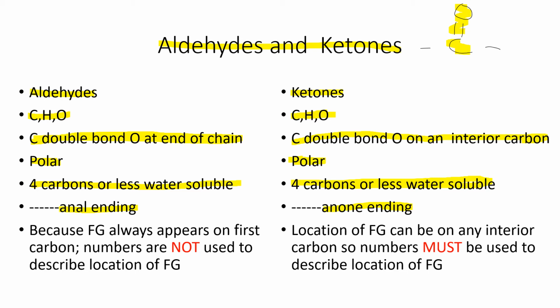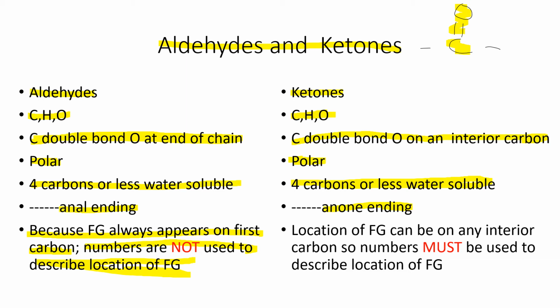Now, aldehydes will have a little bit of a special rule. For aldehydes, the functional group will always appear on the first carbon. It's always going to happen. Functional group appears at the end of the chain. That end will always be the first carbon. Because it always happens, numbers are not used to describe the location of the functional group, because it's always 1.